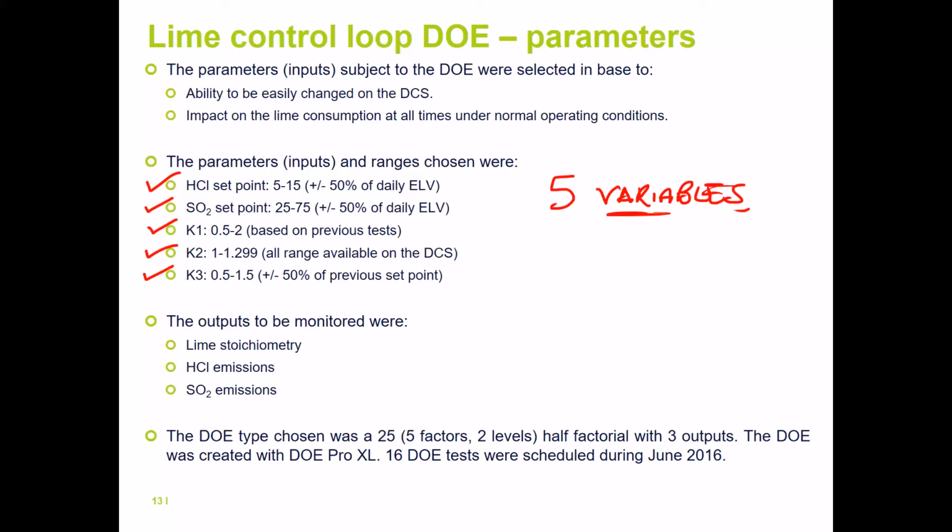So there are various settings. They're called K1, 2, and 3. They are sort of constants or offsets. So we have 5 variables. Now let's just look at this thing.